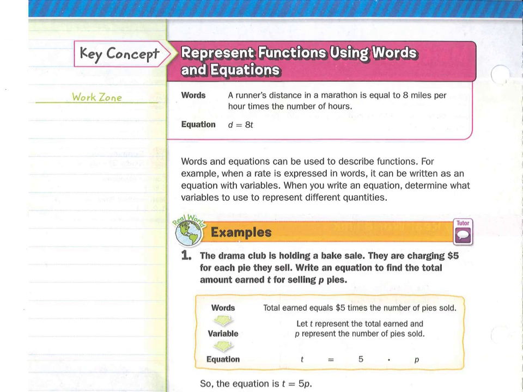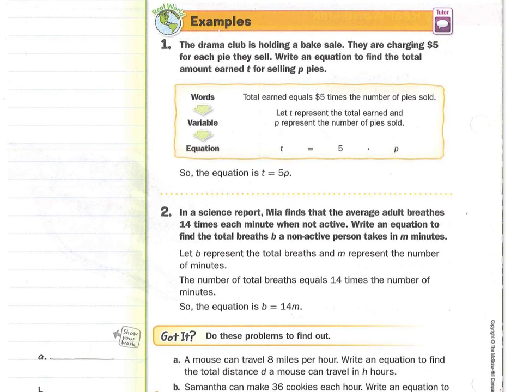For example, the drama club is holding a bake sale. They are charging $5 for each pie they sell. Write an equation to find the total amount earned T for selling P pies. So our two variables are T and P, and our coefficient is going to be 5. Okay, so you look at the words, and you see that the total earned equals 5 times the number of pies sold. So you let T represent the total earned, that's like your output, the y, and then P represents the number of pies sold.